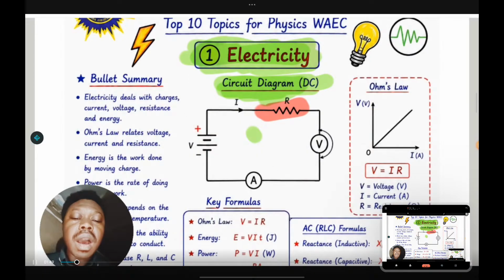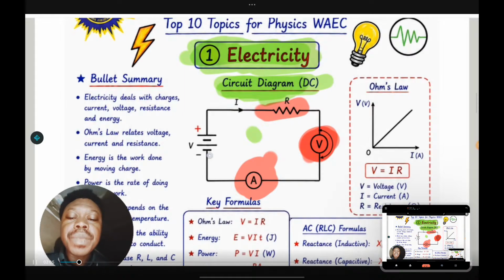You are going to see your voltmeter being connected, meaning they will ask you for voltage and they will ask you for current, meaning that what you are going to apply here will be strictly Ohm's law. Is that clear? This is your source, which is your battery. You can see there are 2 here. We call them a battery, not a cell. A cell is a single unit. If you see 2 of these, it means it is a battery.